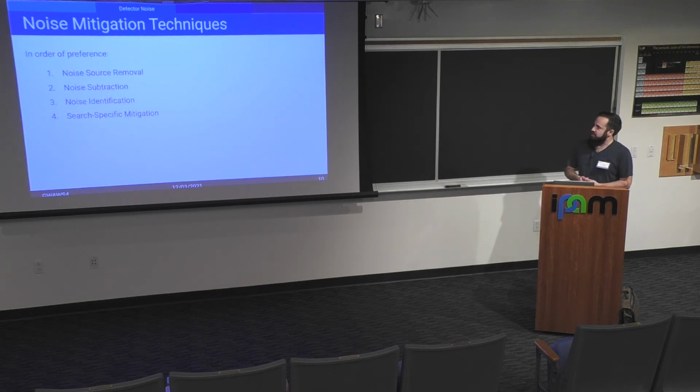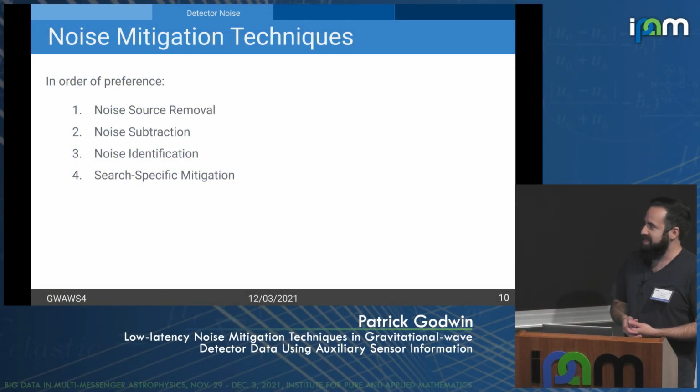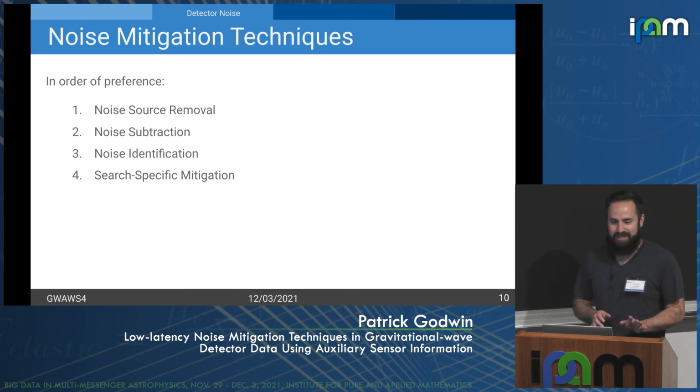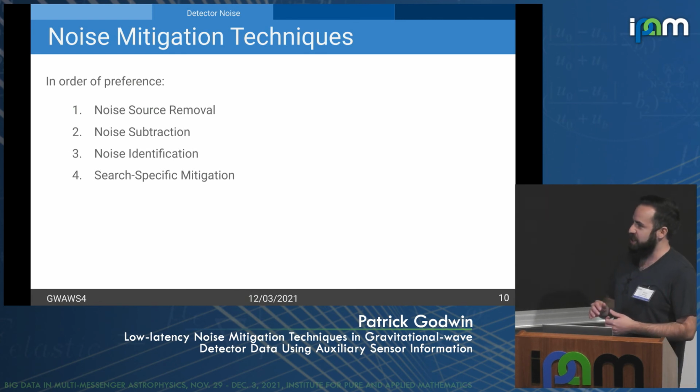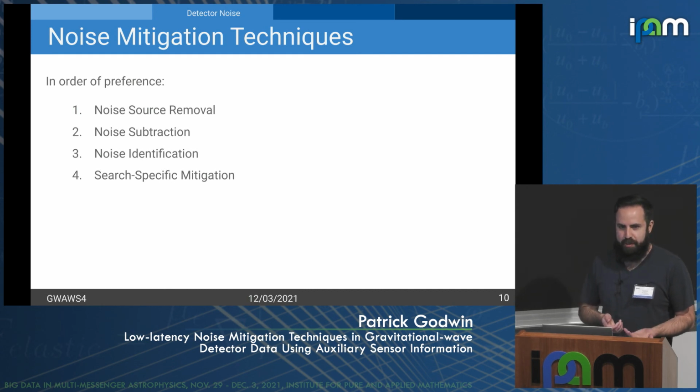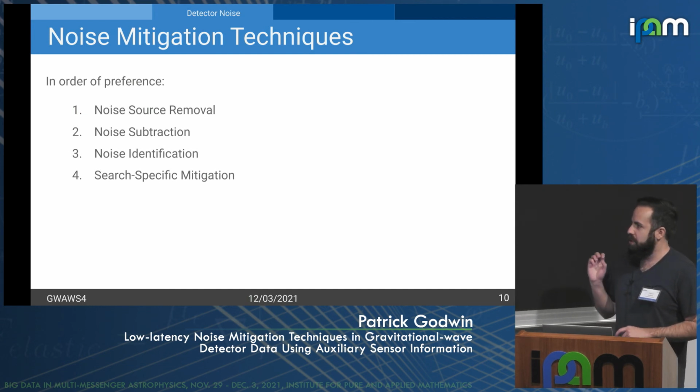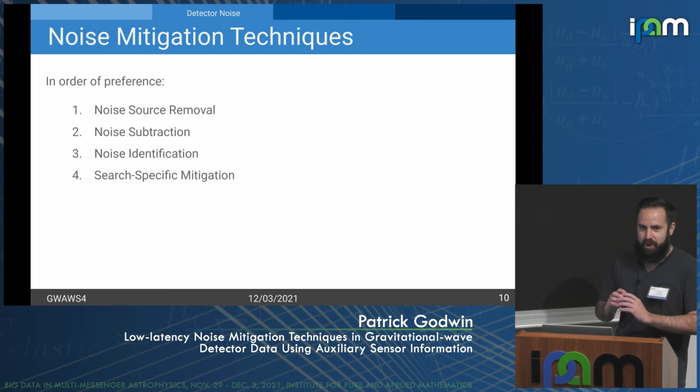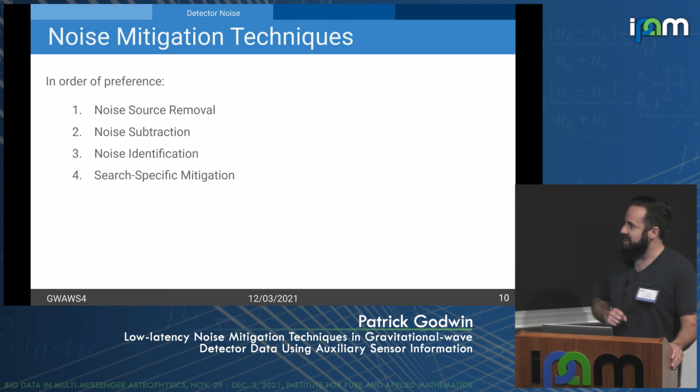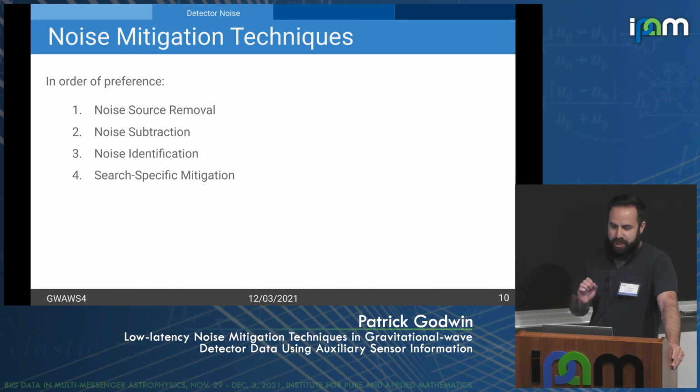So the last thing I wanted to cover in the detector noise aspect is noise mitigation techniques, in order of my personal preference on how to deal with this noise. First off, we have noise source removal. A very good example of this was the RC tracking we saw in Gabby's talk about scattering. We understand the physical mechanism in which noise couples to the detector. We have some way of removing it so that it never enters the strain data. Best case scenario.